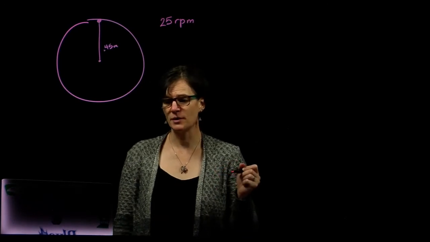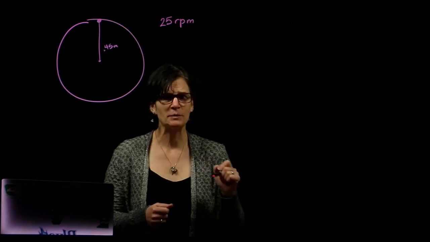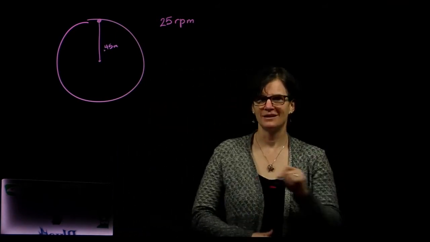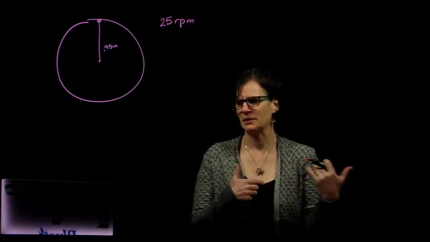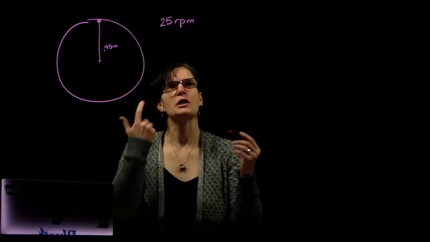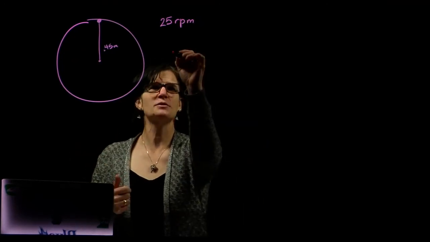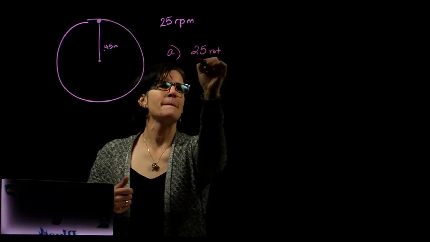All right, well, the first question is, what is its angular velocity? Well, rotations per minute is an angular type velocity, but we want to look at angular velocity in radians per second as our typical way that we look at angular velocity. So this is actually just a unit conversion. So we have 25 rotations per minute.